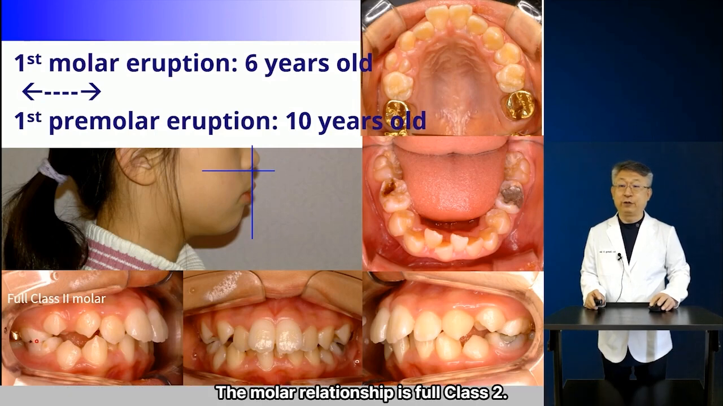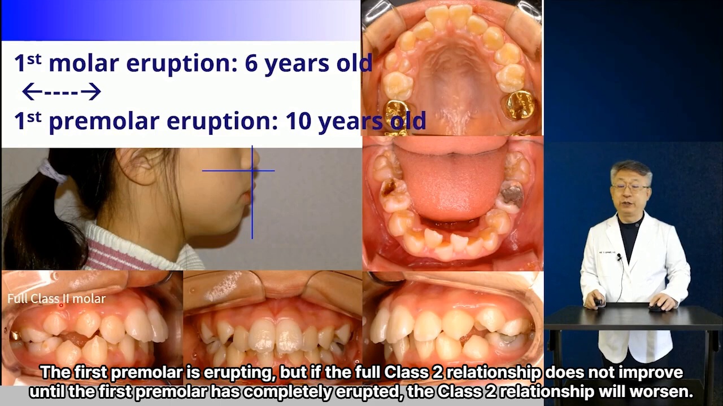The molar relationship is full class 2. The first premolar is erupting, but if the full class 2 relationship does not improve until the first premolar has completely erupted, the class 2 relationship will worsen.